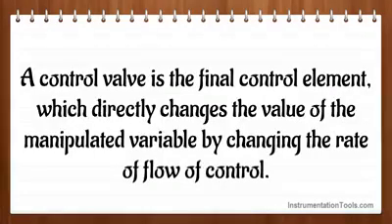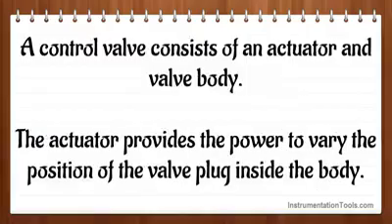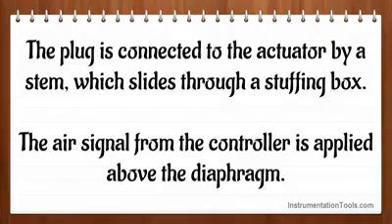A control valve is the final control element, which directly changes the value of the manipulated variable by changing the rate of flow of control. A control valve consists of an actuator and valve body. The actuator provides the power to vary the position of the valve plug inside the body. The plug is connected to the actuator by a stem, which slides through a stuffing box.